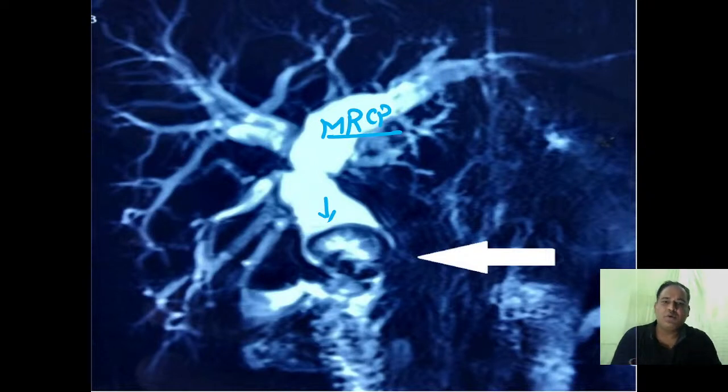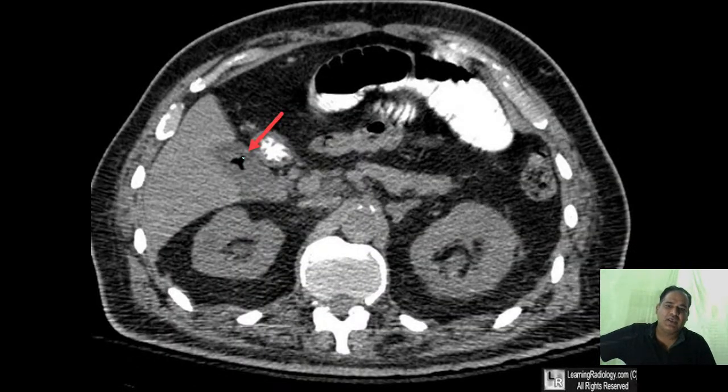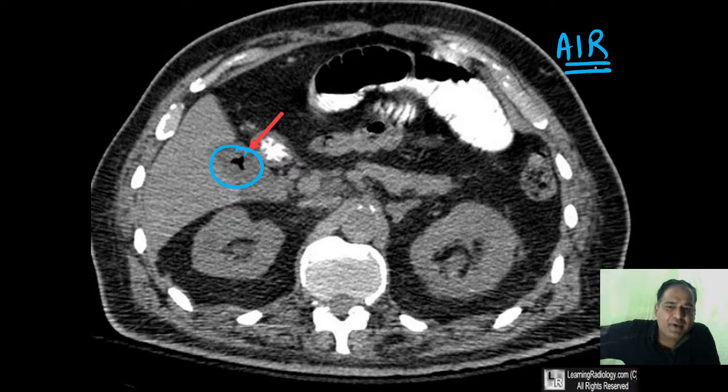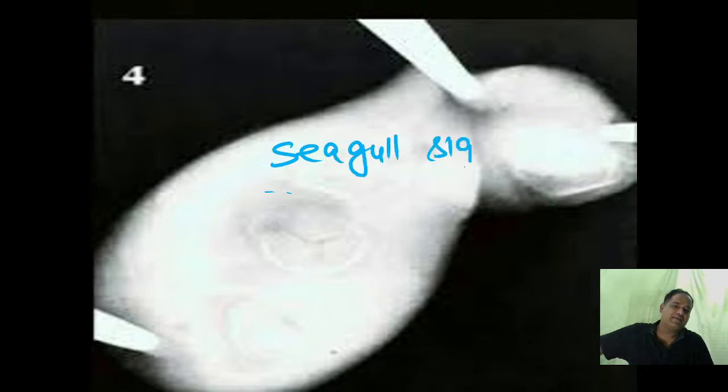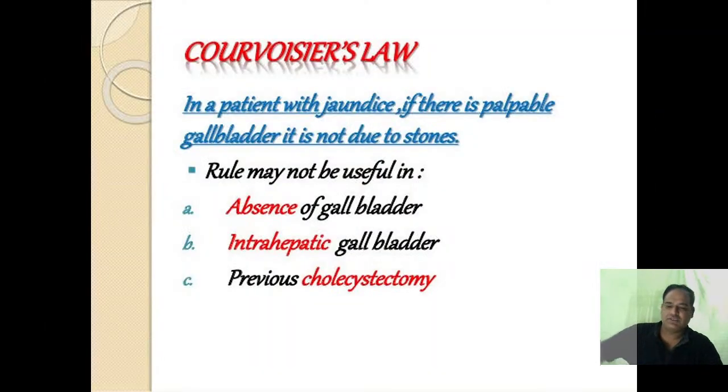Go in for ultrasound as first investigation and contrast CT as confirmatory investigation. Now, you see here, this is called the Mercedes-Benz sign. Why? Because the stones may have some air also. It is also called the seagull sign, like a bird. Remember, we used to make drawings in school with the birds flying. Seagull sign.